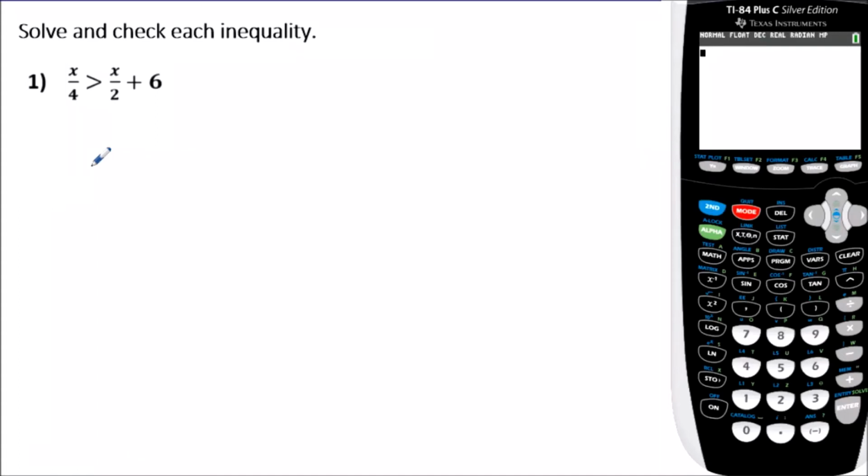Hi, my name is Vincent, and today I want to show you all how to solve rational inequalities. We have 3 examples here that will increase in difficulty as we go. For the first one, we're starting off with this inequality here: x over 4 is greater than x over 2 plus 6.